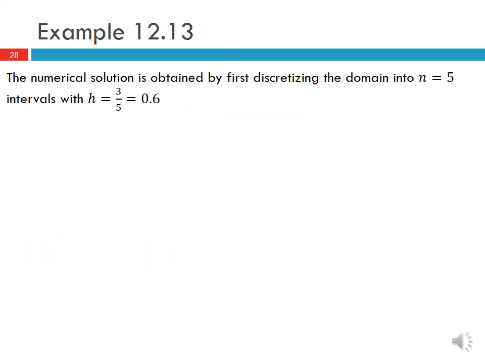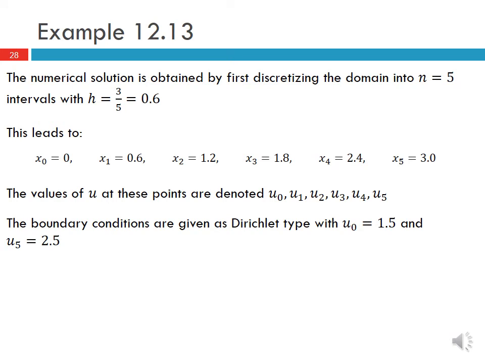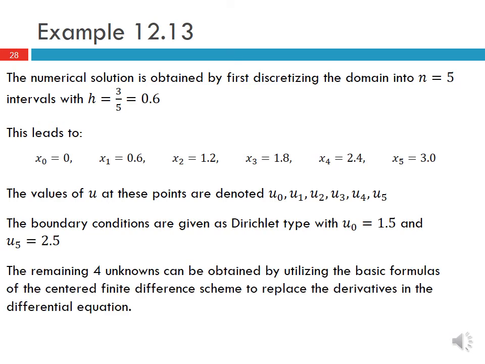So we're going to discretize our domain into 5 intervals, so our h is equal to 0.6. This leads to these values of x, and the values of u at all of the points are denoted u0, u1, u2, up to u5. The boundary conditions in this case are both the Dirichlet type, with u0 is equal to 1.5 and u5 is equal to 2.5. So the remaining 4 unknowns are obtained using the basic formulas for the centered finite difference scheme to replace the derivatives in the differential equation.